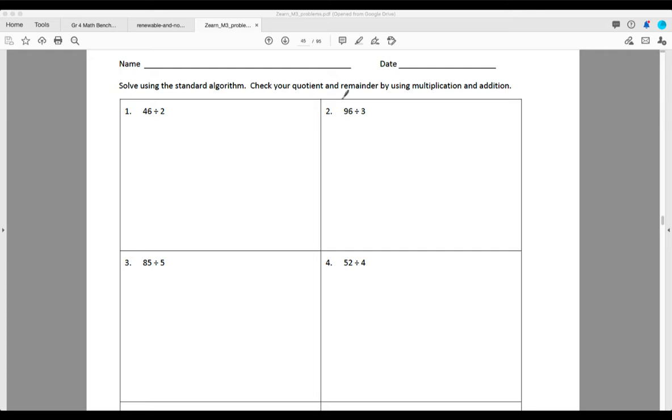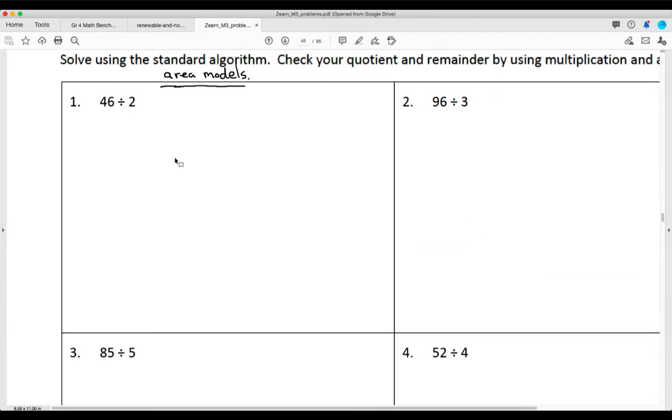All right, so I'm going to change these directions a little bit. I'm going to cross out the words "standard algorithm, solve using," and we're going to say area models. This is how I want you to solve these today. I want you learning this method, okay? And you guys are familiar with area models because of multiplication, but we're going to use area models the same way. We're just going to do them a little backwards.